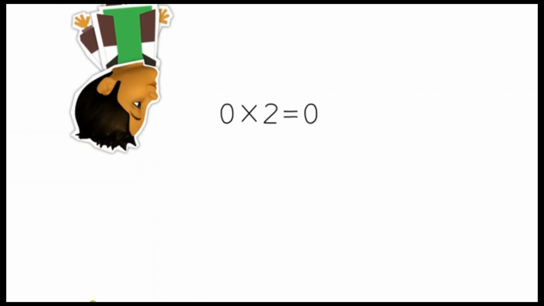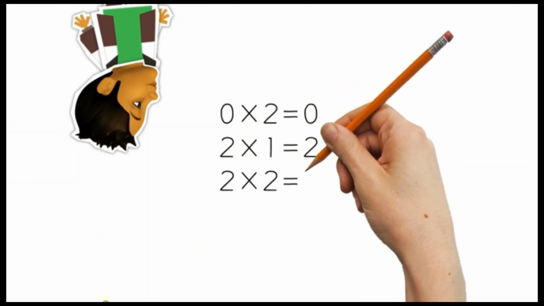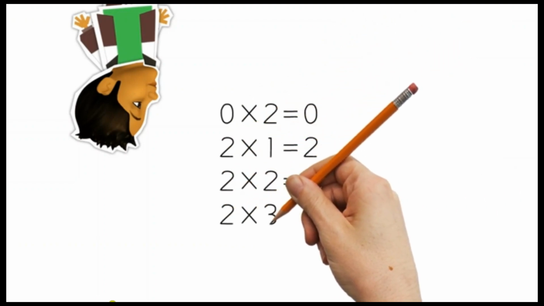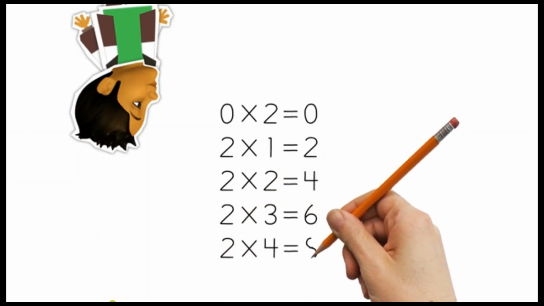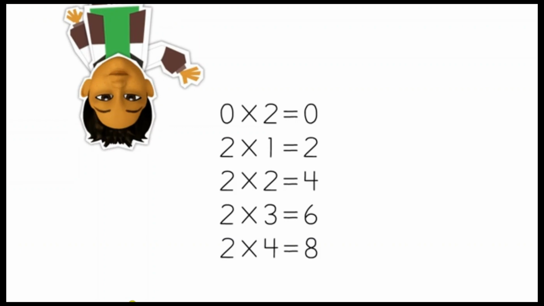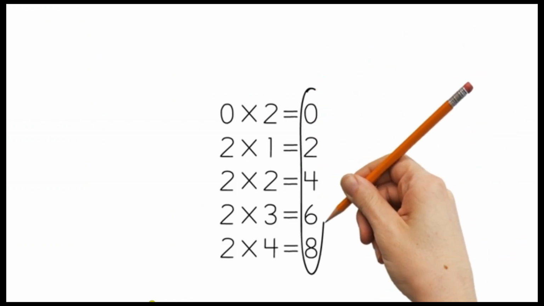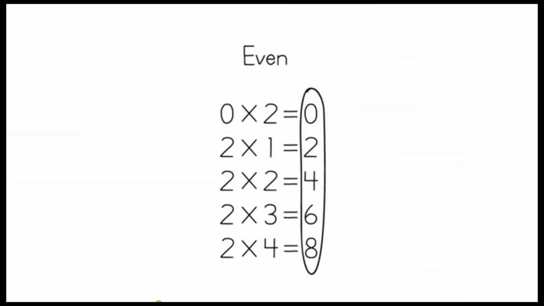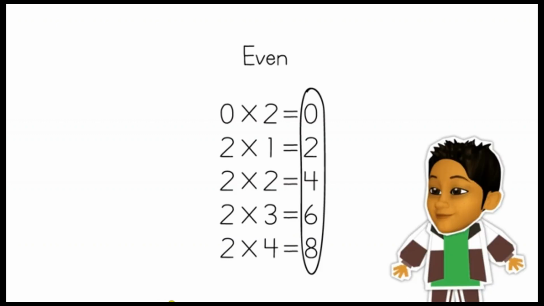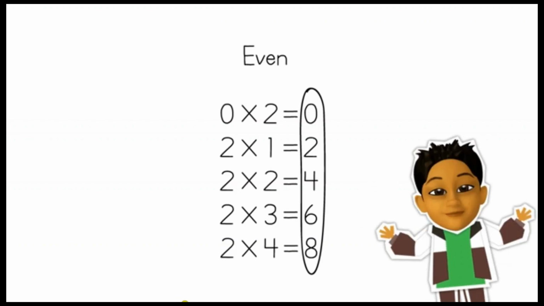Great remembering. 2 times 1 is going to be 2, 2 times 2 is 4, 2 times 3 is 6, 2 times 4 equals 8. I think I see a pattern. All the multiples of 2 are even. What a find! All of the multiples of 2 are even, which means they end in what numbers? 0, 2, 4, 6, or 8.